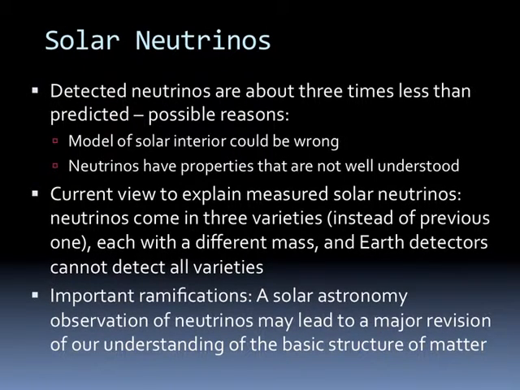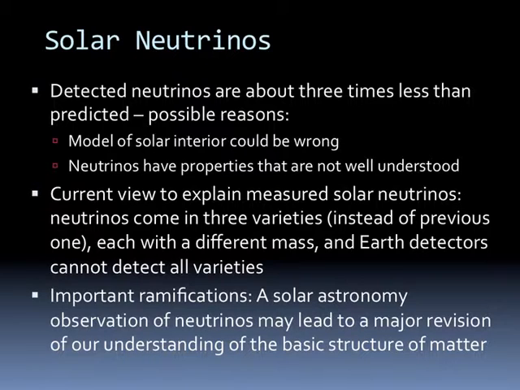Now, as we look at our neutrinos, we see that the detected neutrinos are about 3 times less than predicted. So, in science, if we make a prediction and we make a measurement and it doesn't come out the same, then we need to figure out why. Some reasons could be, number one, our model of the solar interior could be wrong. Or it could just be that neutrinos have properties that we really don't understand well now.